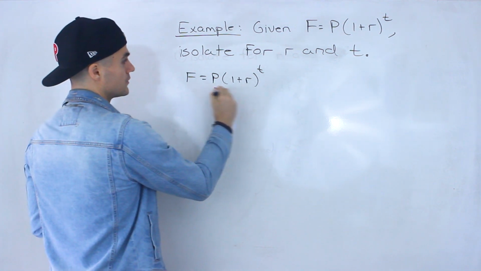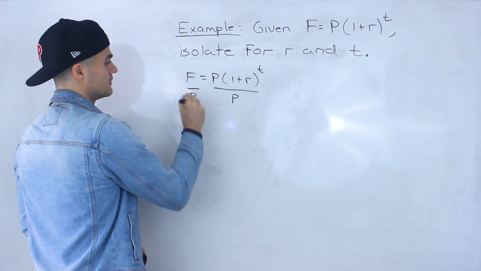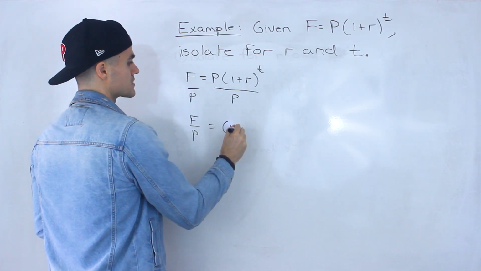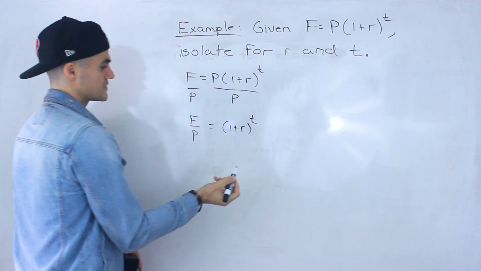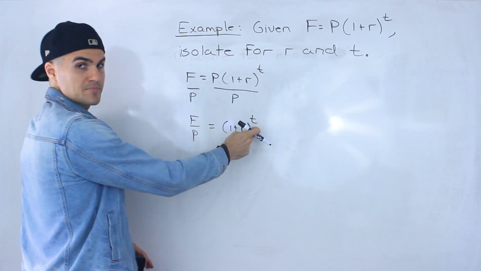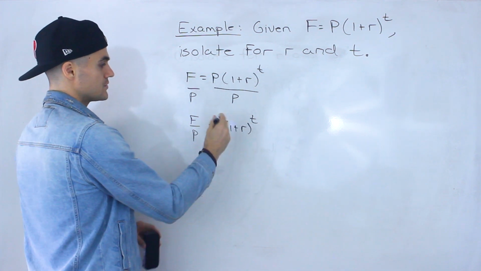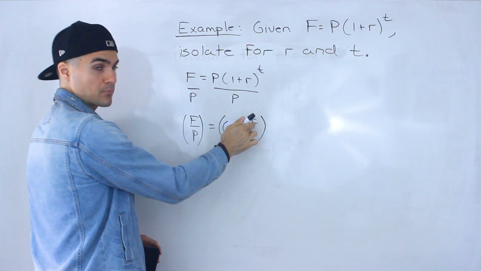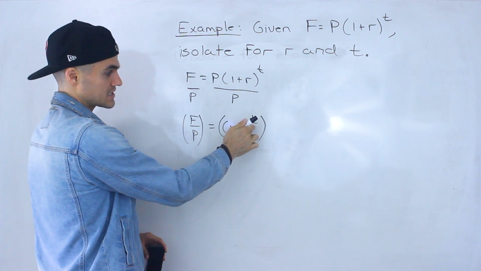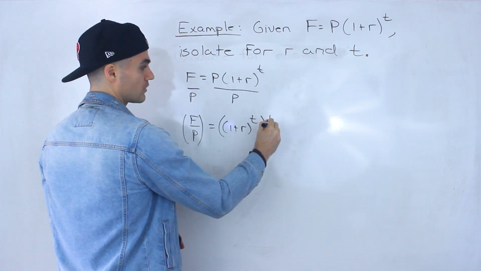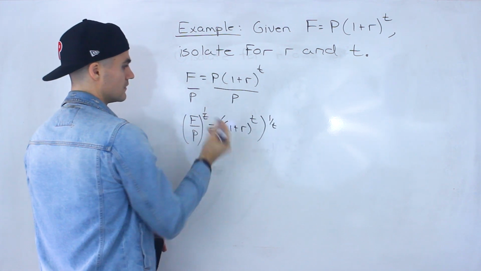The first thing we're going to do is divide both sides by p. So we're going to have f over p equals 1 plus r to the power of t. And then we've got to get the r by itself, so we've got to get rid of this exponent here. What we can do is take both sides to the power of the reciprocal of this exponent. Notice this exponent is just t by itself, which is like t over 1. So the reciprocal of it is 1 over t.